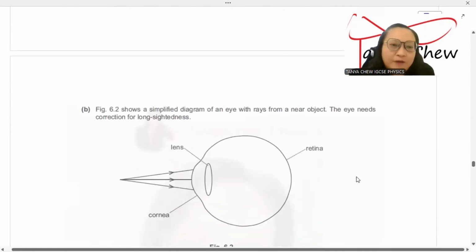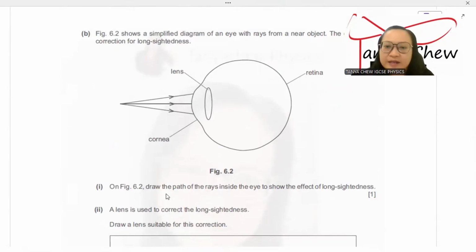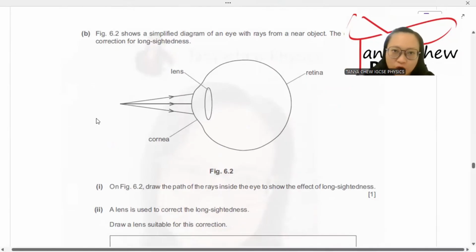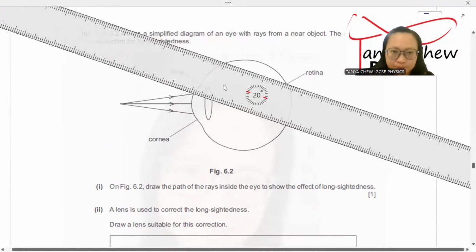B, Fig 6.2 shows a simplified diagram of an eye with rays from a near object. The eye needs correction for long-sightedness. On Fig 6.2, draw the path of the rays inside the eye to show the effect of the long-sightedness. Long-sightedness is because the image is formed at the back of the retina. So you have to draw that. No correction yet.